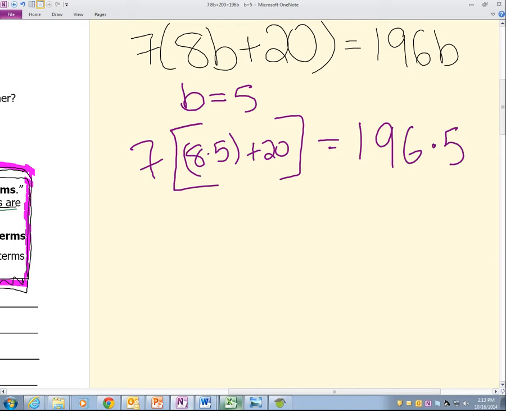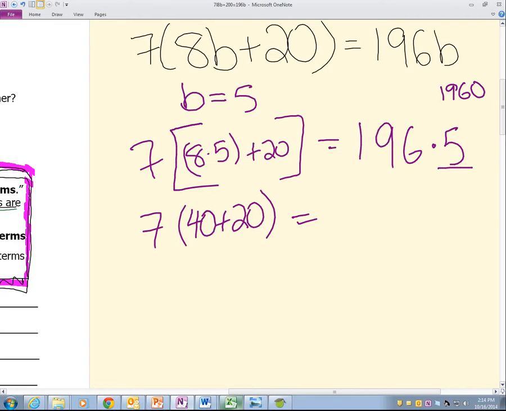What goes first? I know, I just said parentheses. So parentheses: 8 times 5, which is 40, plus 20. So that's 7 times that. Then we have 196 times 5, and the easiest way for me to think of that would be in my head: I know that 196 times 10 is 1,960, and 5 is half of 10.